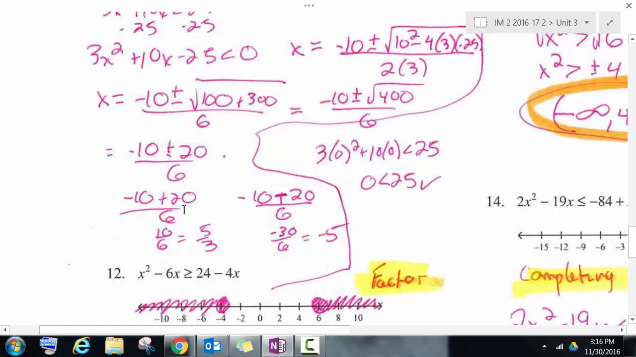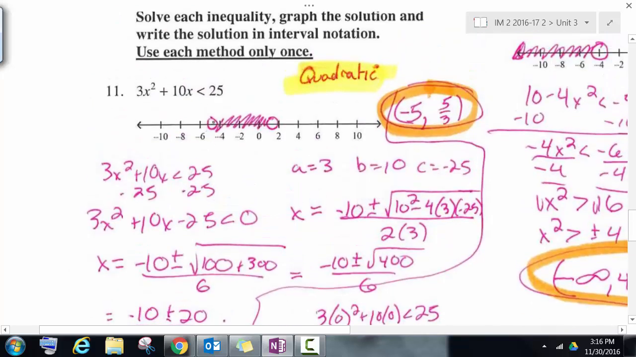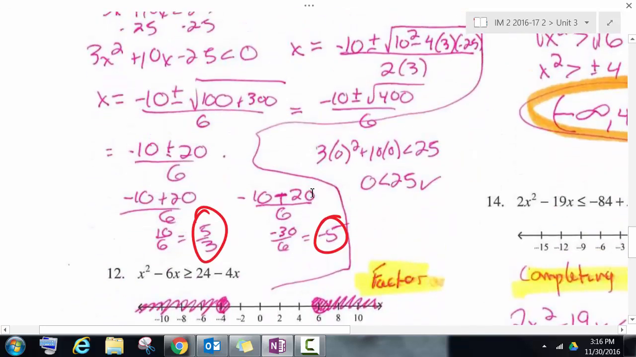-10 plus 20 is 10 over 6 is 5 over 3, so we get a fraction, and that's okay. -10 minus 20 is -30, divided by 6 is -5. Those are my zeros. So they're here and here, and they're open because it's just less than. So now I need to test a number. Now really, I only need to test one number.